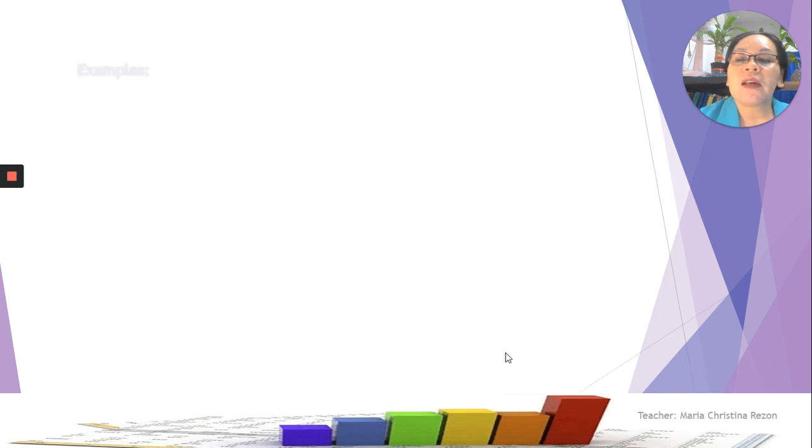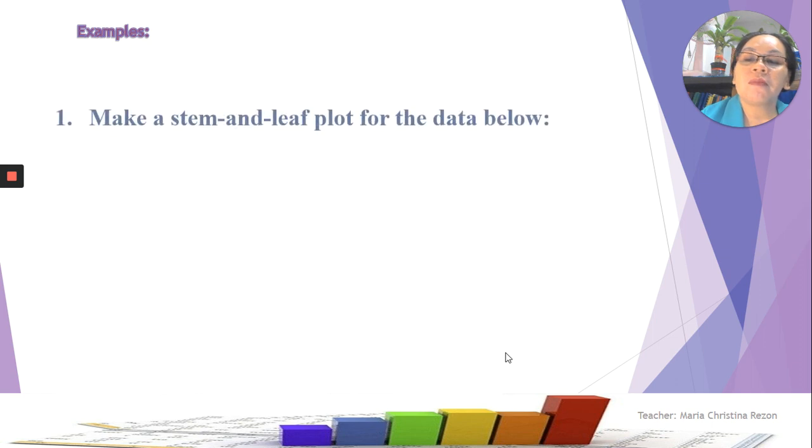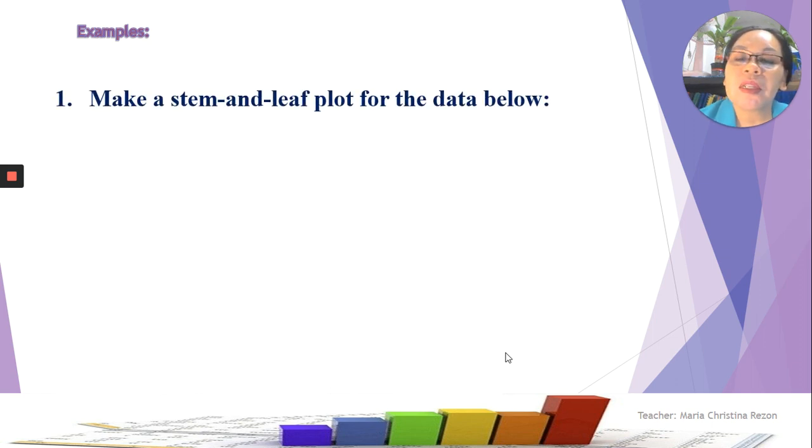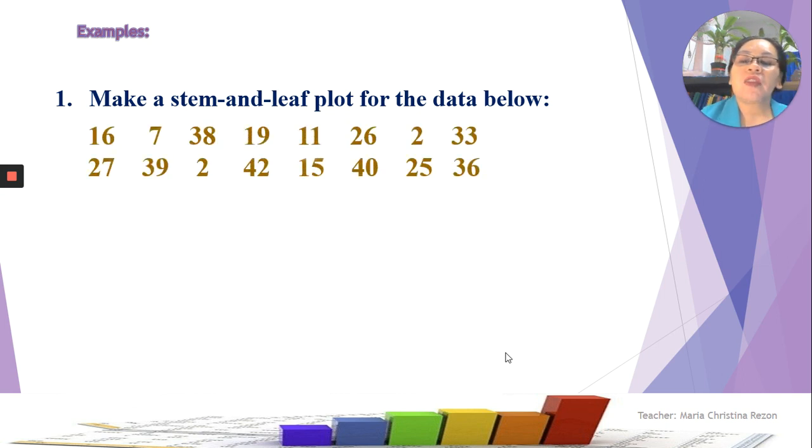Let's have some example. You have here example 1. Make a stem and leaf plot for the data below. So you have the given data: 16, 7, 38, 19, 11, 26, 2, 33, 27, 39, 2, 42, 15, 40, 25, and 36. And then, so what's the first thing that we're going to do?